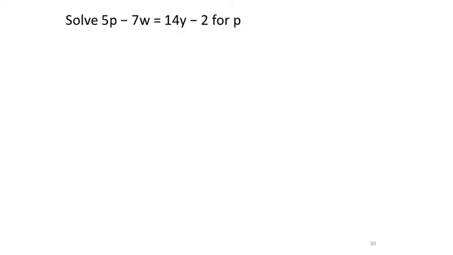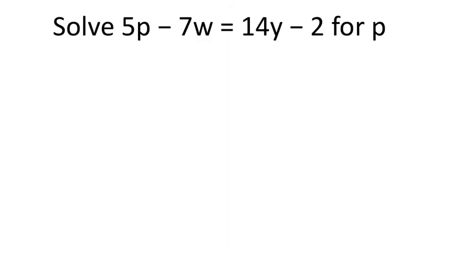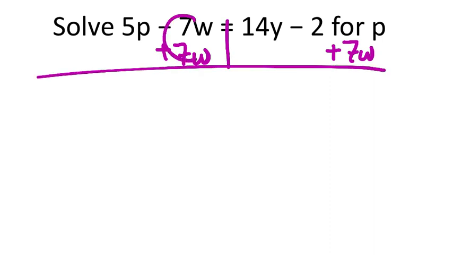Solve 5p minus 7w equals 14y minus 2 for p. So we are solving for p, and I notice that with the p's, all 5 of them, there's a minus 7w. We don't want anything added or subtracted. We want to isolate those p's. So I'm going to get rid of that negative 7w by adding 7w. But if I do it to one side, and notice I'm kind of purposely putting this off to the side there because there are no other w terms to combine that with on the right side of the equal sign, right? That will zero that out.